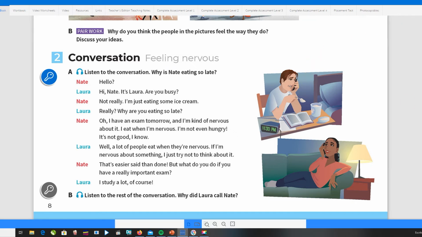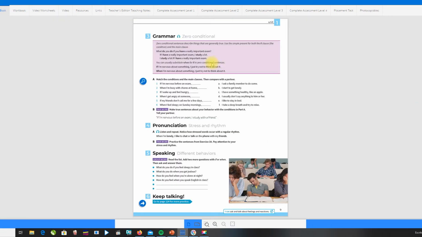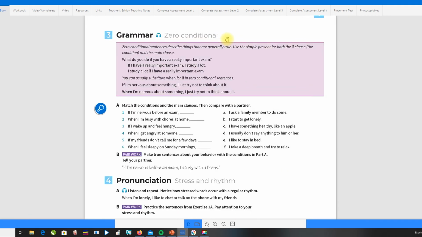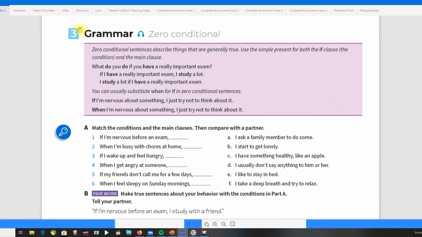Let's continue. Let's go to the next page. Here we have the grammar. Grammar, zero conditional. Let's listen to the audio about the zero conditional form.